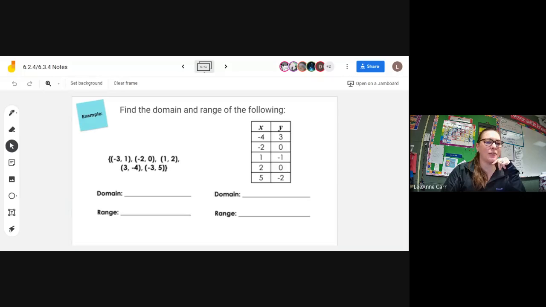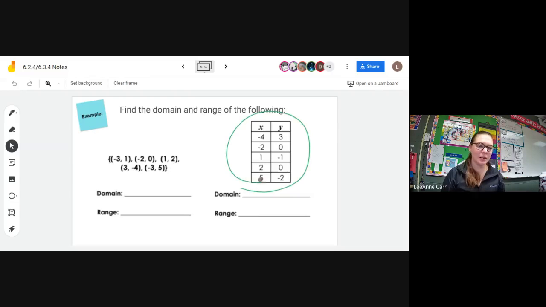All right, on frame 5, we see 2 different ways that I can describe a relation. So this first way on the left, I have a set of ordered pairs, X and Y. On the right, I have a table. Both are valid ways of describing a relation, and in both cases, I want to find the domain and range. So I'm going to ask that you guys really tune in here because you're going to be doing this in a moment yourself.